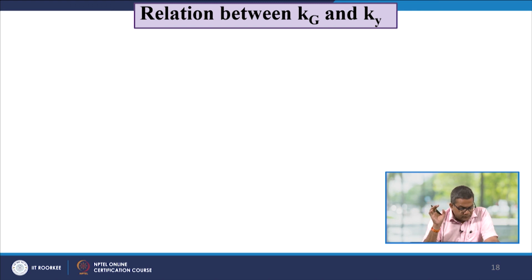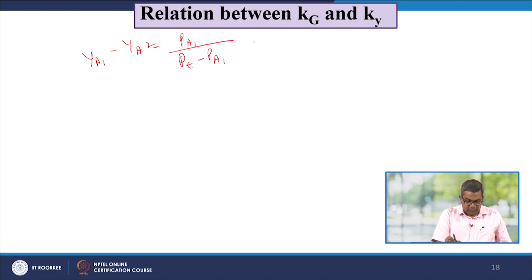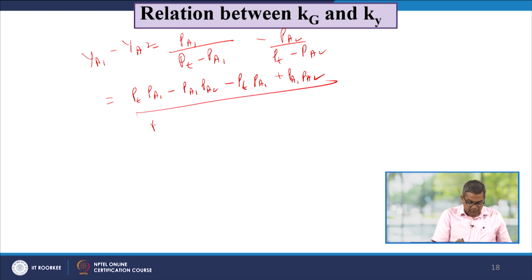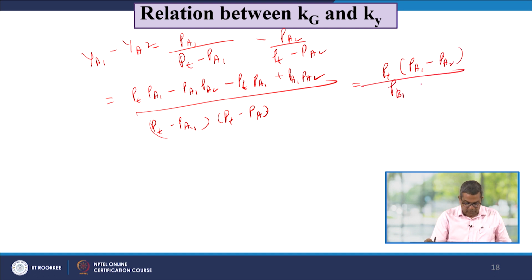So the driving force in the case of mole ratio unit Y between the two points can be written as Ya1 minus Ya2 is equal to Pa1 over (Pt minus Pa1) minus Pa2 over (Pt minus Pa2). That is equal to Pt (Pa1 minus Pa2) over (Pt minus Pa1)(Pt minus Pa2), where Pa1 is the partial pressure of A at station 1. This is Pt into (Pa1 minus Pa2) over PB1 PB2, and that comes out to be (Pa1 minus Pa2), that is Ya1 minus Ya2, into PB1 PB2 over Pt.